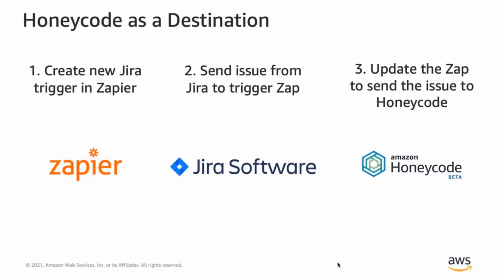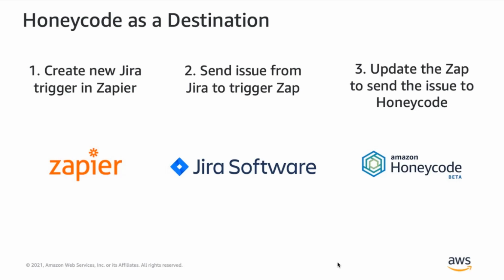Now notice the order of events is a bit different this time. We'll still begin in Zapier, but instead of creating a webhook URL, we'll use native Jira triggers. Then instead of creating a Honeycode automation, we'll go to Jira and create a new issue. Then, like before, we'll complete it by updating the Zap, but this time we'll have it sent over to Honeycode, specifically to that task table that I showed you earlier.